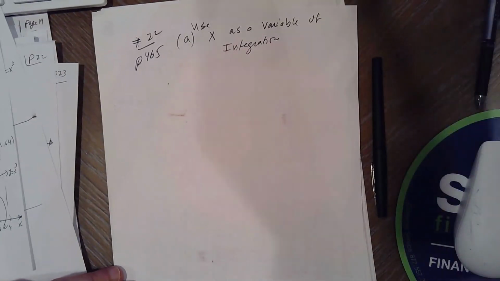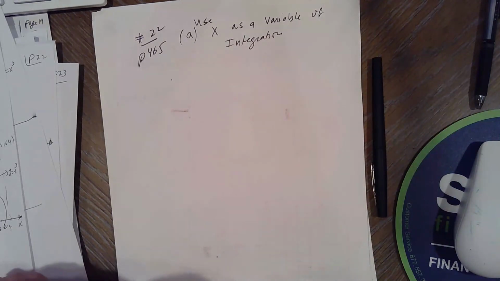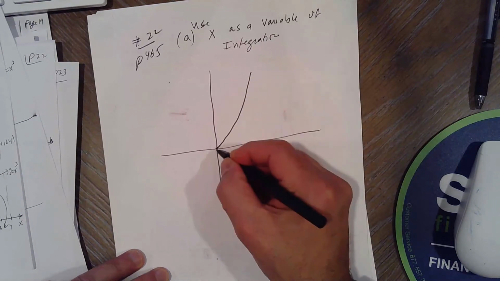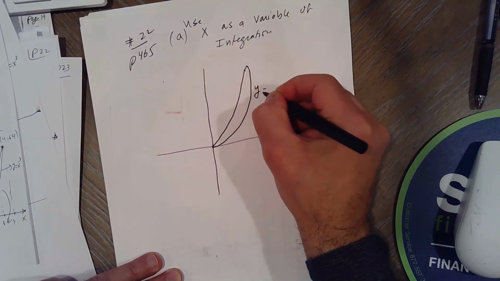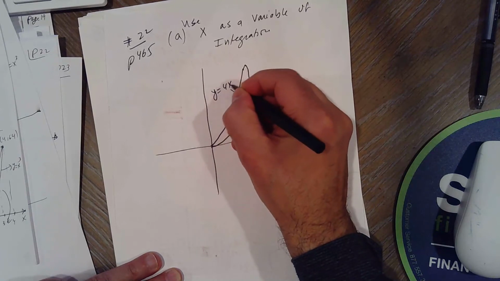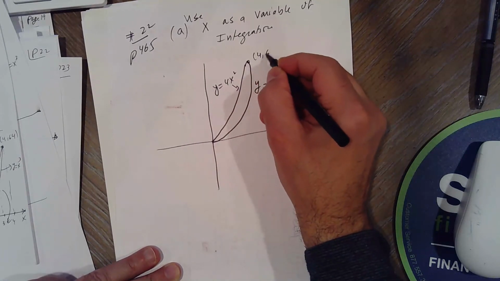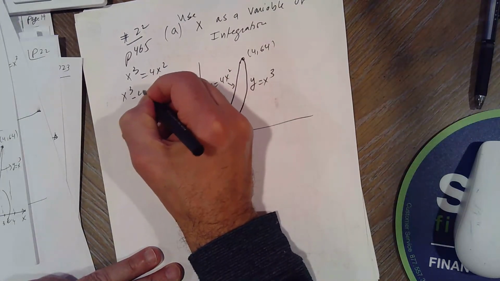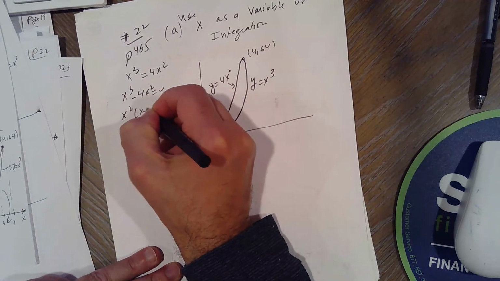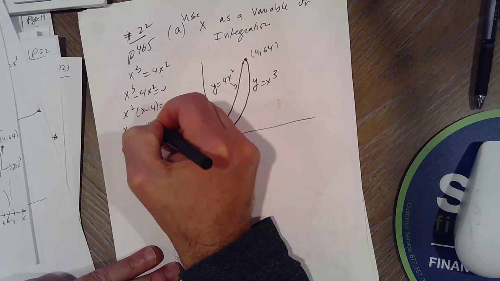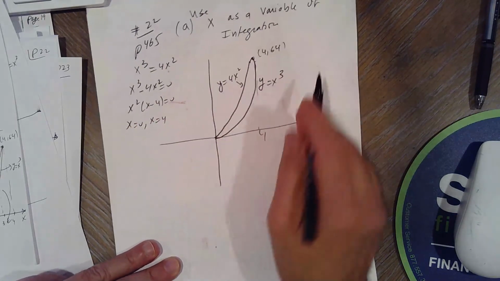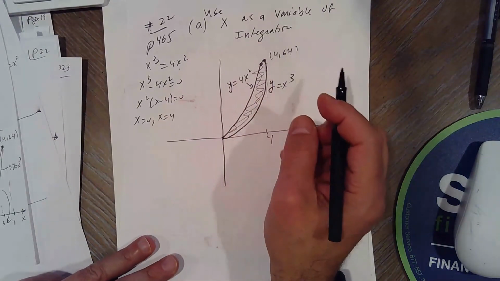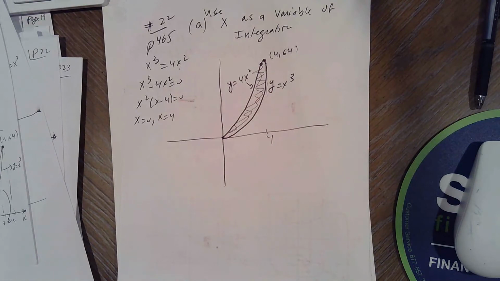So let me do a better graph than this. This graphing paper limits you sometimes. So basically you have two graphs. This is y equals x cubed. This is y equals 4x squared. They intersect at (4, 64). If you just set them equal, x cubed equals 4x squared, x cubed minus 4x squared equals 0. So you know they cross at x equals 0 and x equals 4, and when x equals 4, y equals 64. So we want the volume of rotating the strip, first using x as the variable of integration.